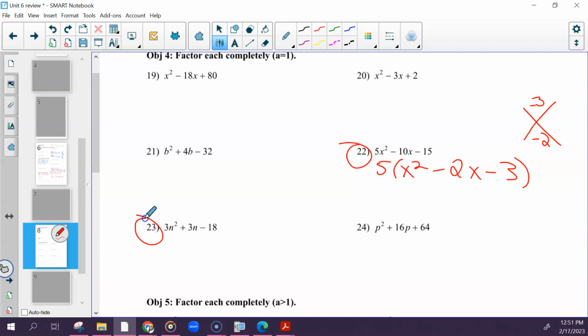-2, -1. Multiply to be -3. Wait, hold on. 1 and 3, the 3 would be negative. Yes. Yeah, my brain hurts.